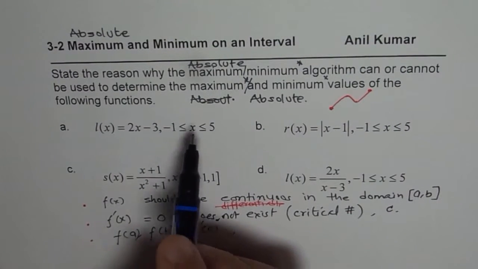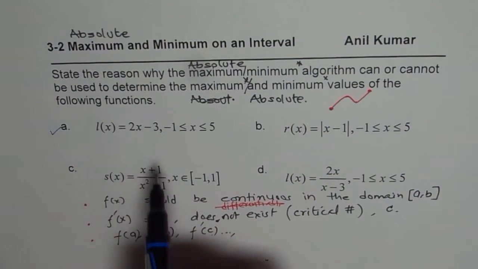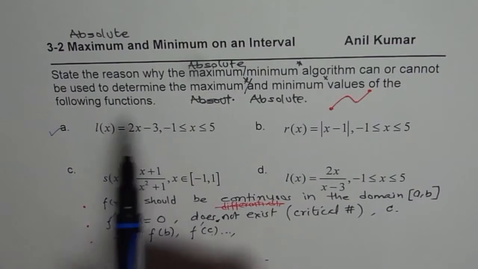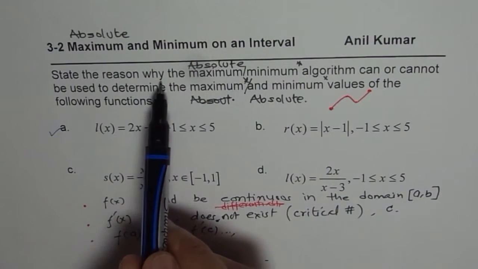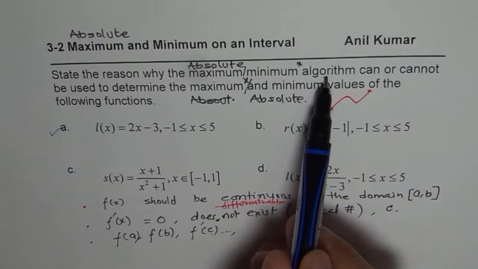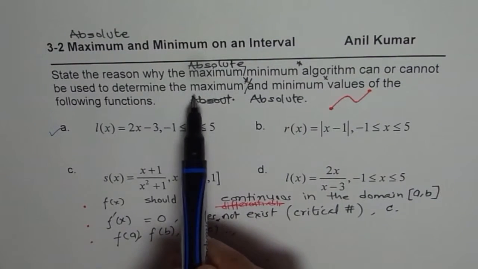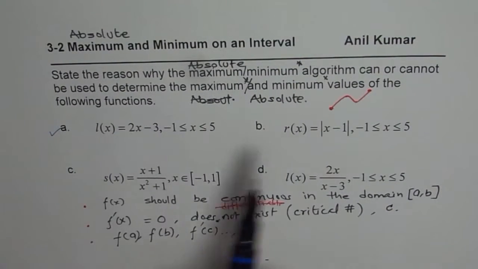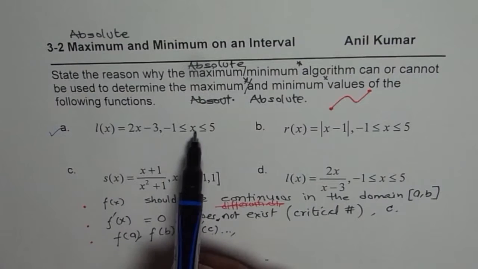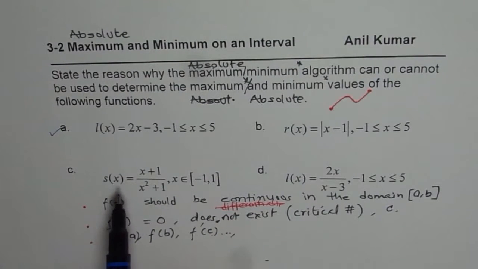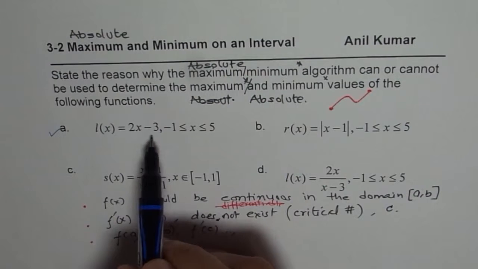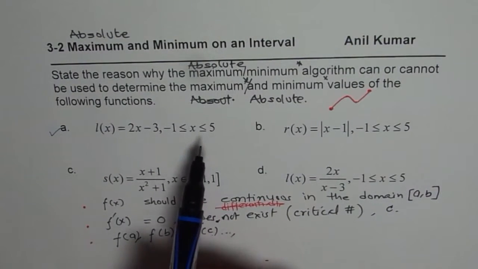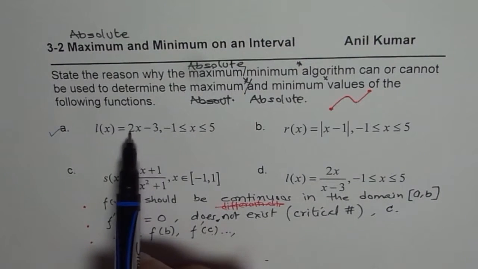So for this function, we could find the absolute maximum and minimum, right? That is not a problem at all. It says: state the reason why the absolute maximum minimum algorithm can or cannot be used to determine absolute maximum and/or minimum values of the following function. Here there is no restriction. It is a continuous function in the particular domain, right? Now it may not have any critical point within that interval. That's a different story, but at least we know that it is continuous, right?